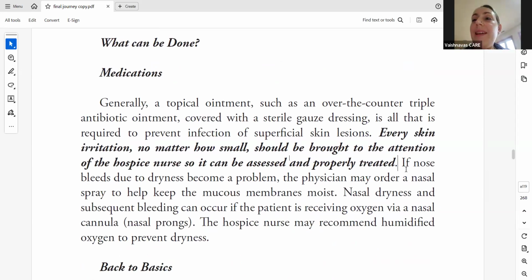If nosebleeds due to dryness become a problem, the physician may order nasal spray to help keep the mucous membranes moist. Nasal dryness and subsequent bleeding can occur if the patient is receiving oxygen via a nasal cannula, nasal prongs. The hospice nurse may recommend humidified oxygen to prevent dryness.